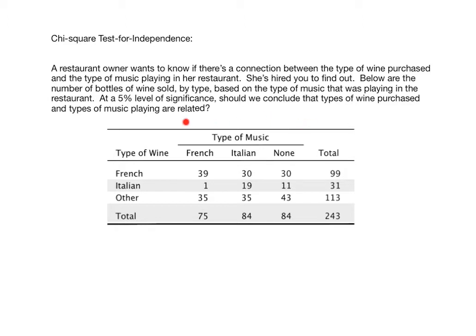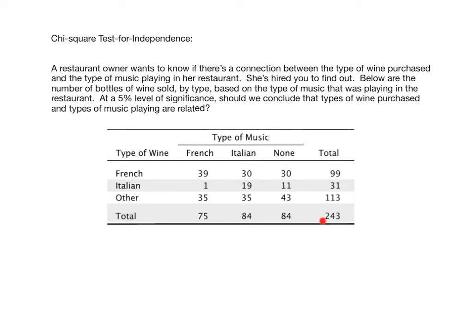The data here is presented in the form of a contingency table. Hopefully you can recall these from some of our early probability discussions. Let's just make sure that this makes sense. For example, this 30 right here means when there was no music playing, they sold 30 bottles of French wine. And this 35 right here means when Italian music was playing, they sold 35 bottles of other types of wine.